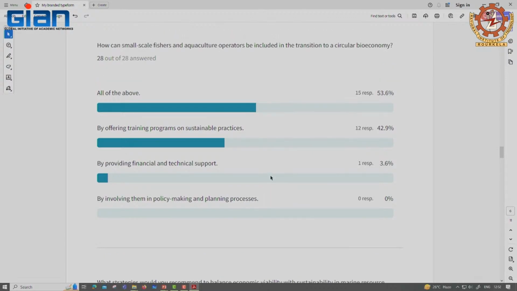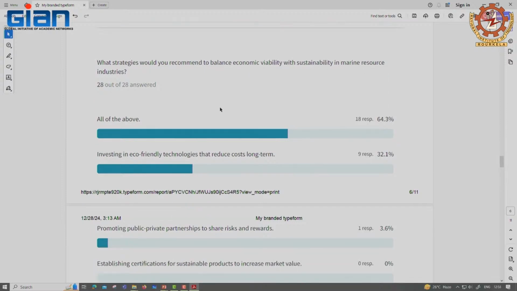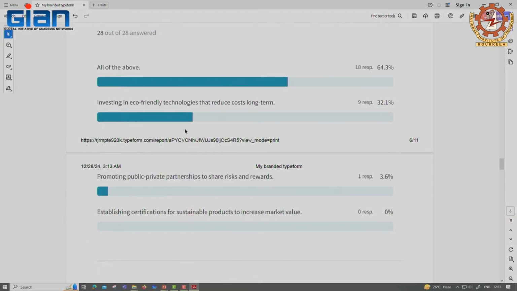Yeah. So this one is basically, the last point is co-creation. When you involve them in making plans and policies, that's perfect. What strategies would you recommend to balance economic viability and sustainability in the marine resource industry? Eco-friendly technology, promoting public-private partnership, establishing certification for sustainable product to increase market value.